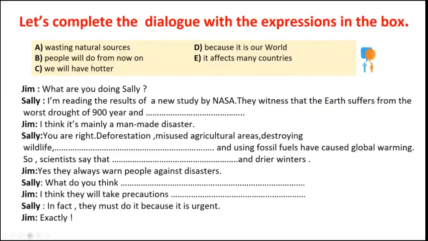Now, let's complete the dialogue with the expressions in the box. The expressions in the box are A. Wasting natural sources. B. People will do from now on. C. We will have hotter. D. Because it's our world. E. It affects many countries. Before we start, you have time. Read the sentences carefully and try to complete the dialogue.